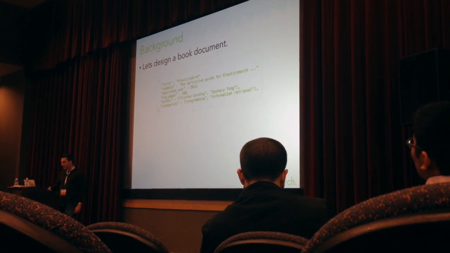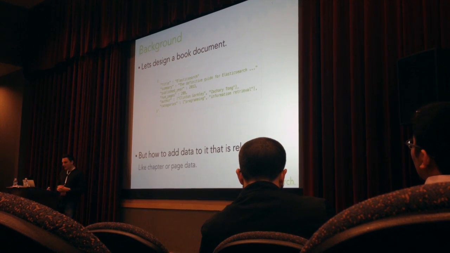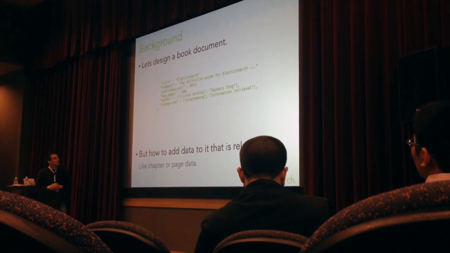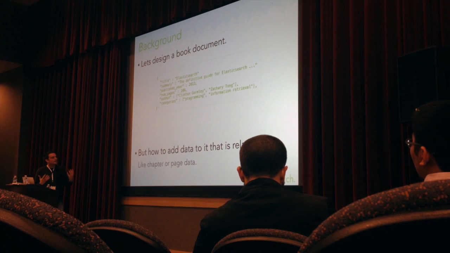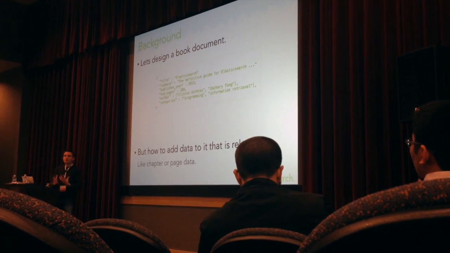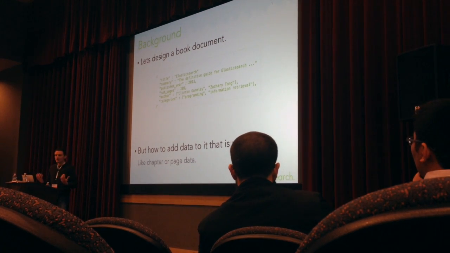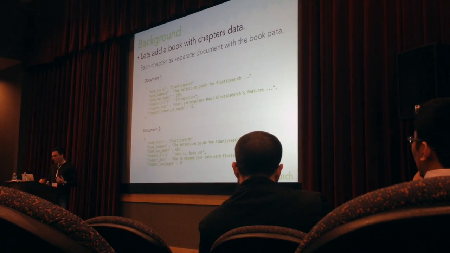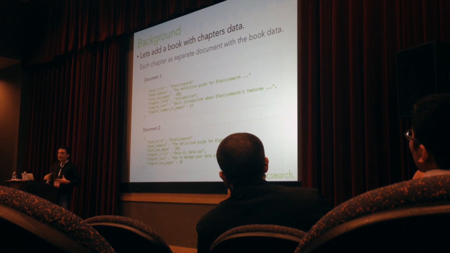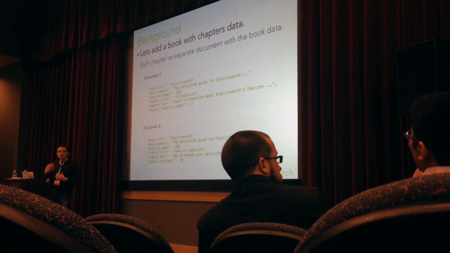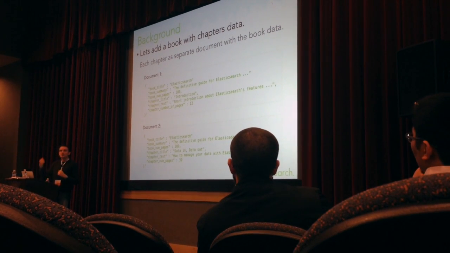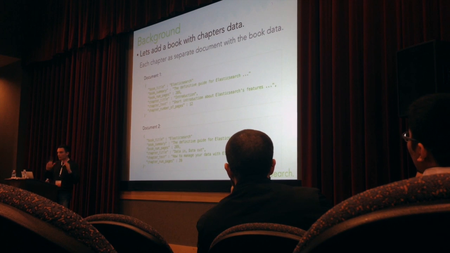So we have a book. The book is fine. But if you want to add data that is related to this book, for example, chapter data related to the book data, how are you going to design that? One way to do it is to effectively index each chapter as a separate document, but associate the book data with each chapter document. That's one way of doing it, nothing wrong with it.